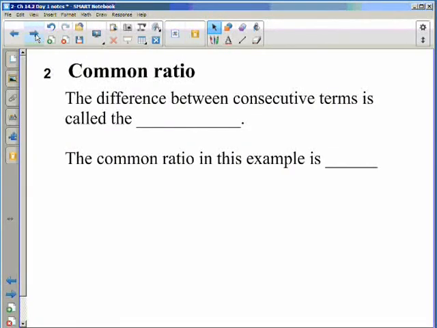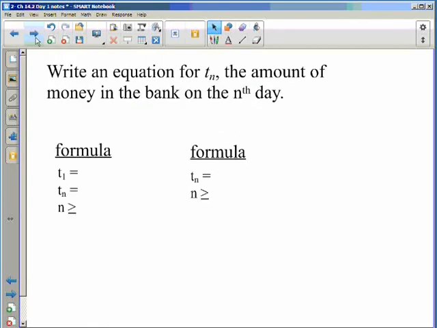The difference between consecutive terms is called the common ratio. The common ratio in this example is 1.06. Write an equation for T sub n, the amount of money in the bank on the nth day. Again, we have a recursive formula that will start with the original amount, then T sub n, any value out there, will look at the previous value times the common ratio, 1.06, and we have a constraint that n has to be greater than or equal to 2.